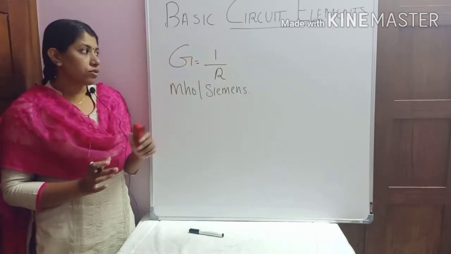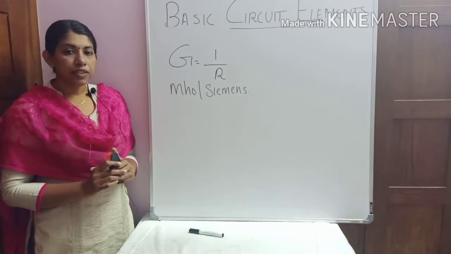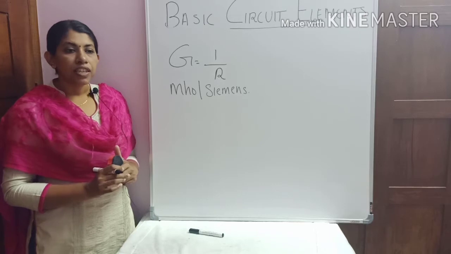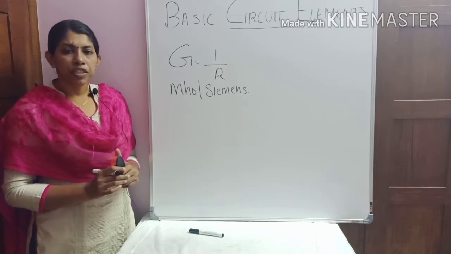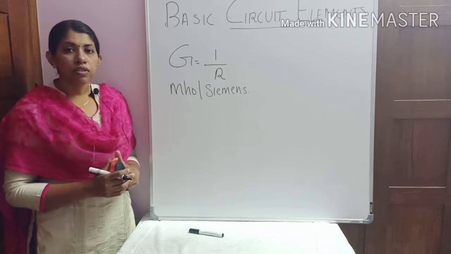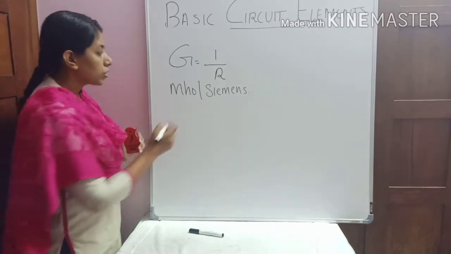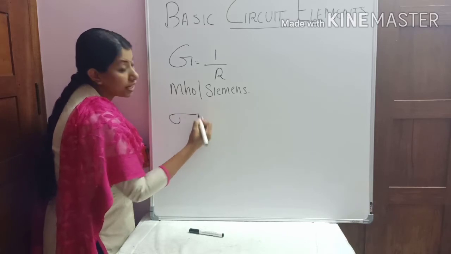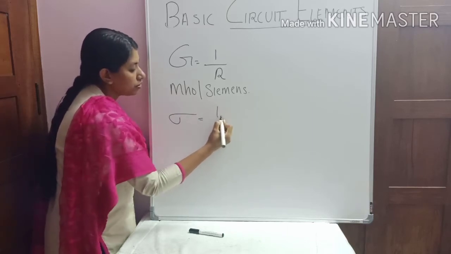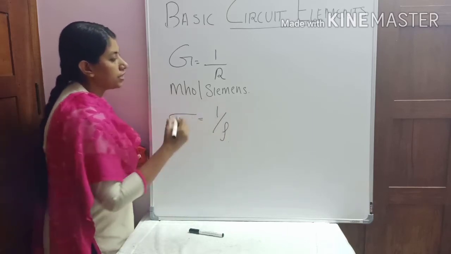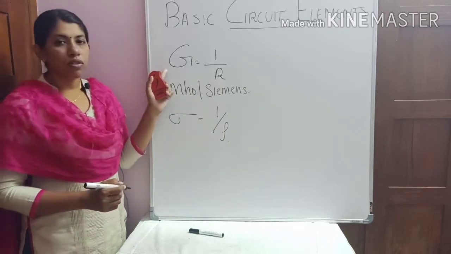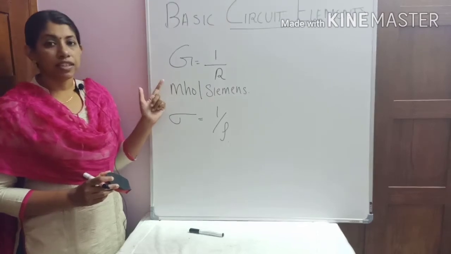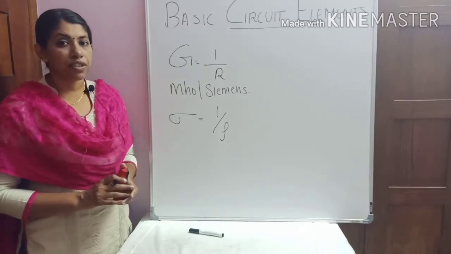Another term associated with this is conductivity, and conductivity can be defined as the reciprocal of resistivity, and it is the ability of the material to allow the flow of electrons through it. Conductivity is represented by the letter sigma, and sigma is equal to 1 by resistivity. So this is very important. This is used in circuit analysis. Sometimes we are asked to find the conductance in the series and parallel connection of resistors.